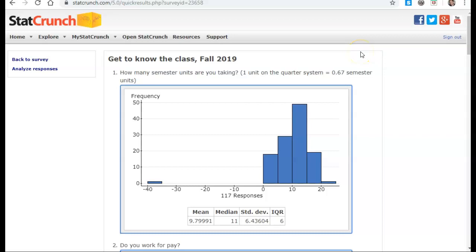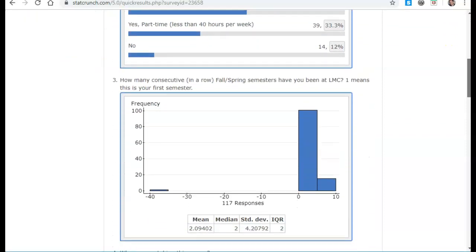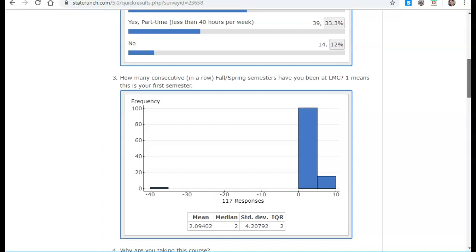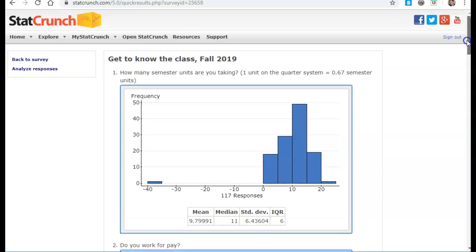Let's look at the results from the Get to Know the Class survey. Probably the most obvious feature is that a few people gave negative number results where negative numbers were not possible. An obvious question is, why would they do that? But now that we have the data, what should we do with it?